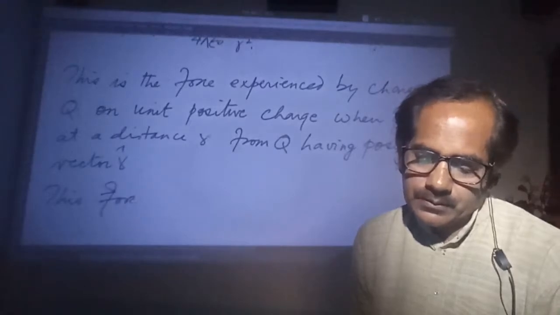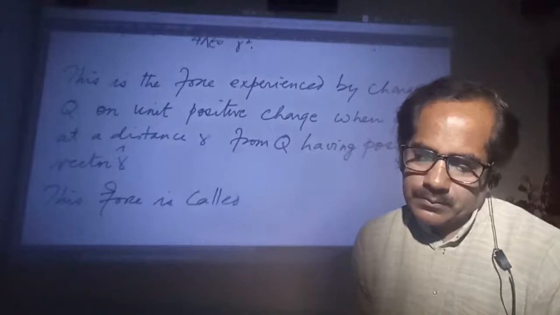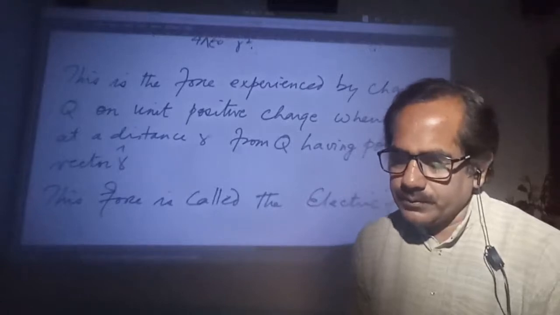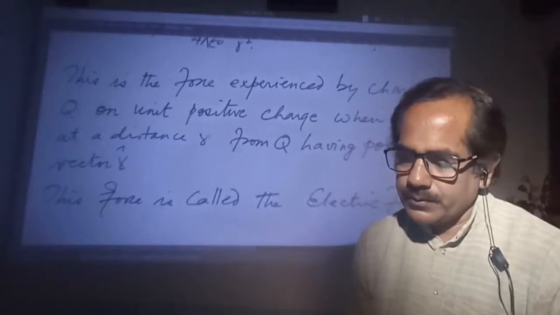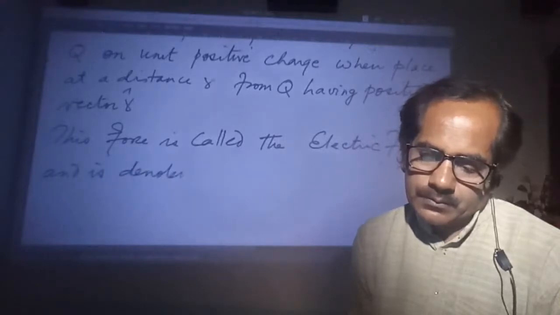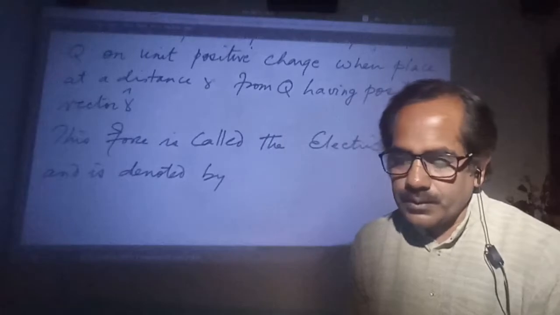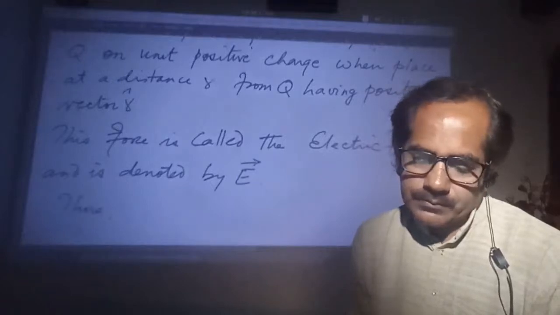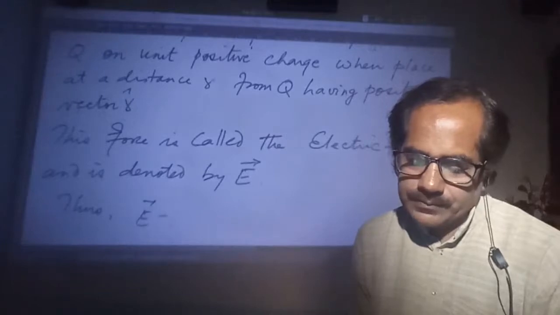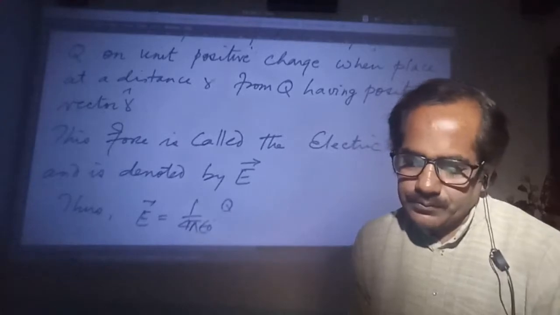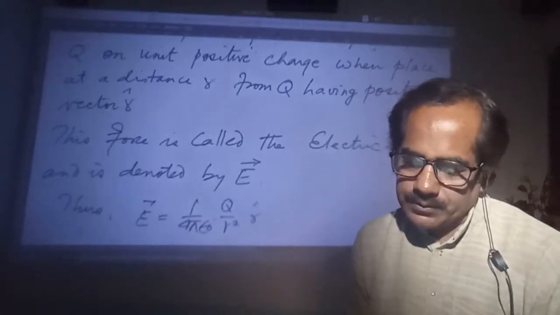This force is called the electric field, and is denoted by capital E. Thus, E can be written as 1 upon 4 pi epsilon 0 into capital Q upon R square R.